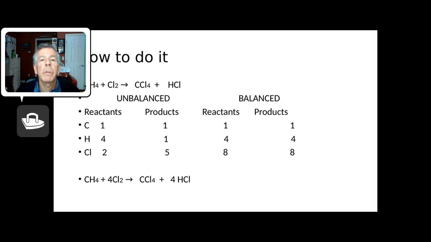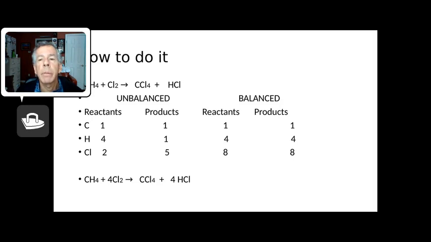You have 4 hydrogens on this side. You want to have 4 hydrogens on that side. So you put a 4 in front of the HCl like that. So that yields 4 hydrogens and 4 hydrogens that way. So what does it do to your chlorines? Putting a 4 here makes this chlorine 4, and you have 4 chlorines there already.